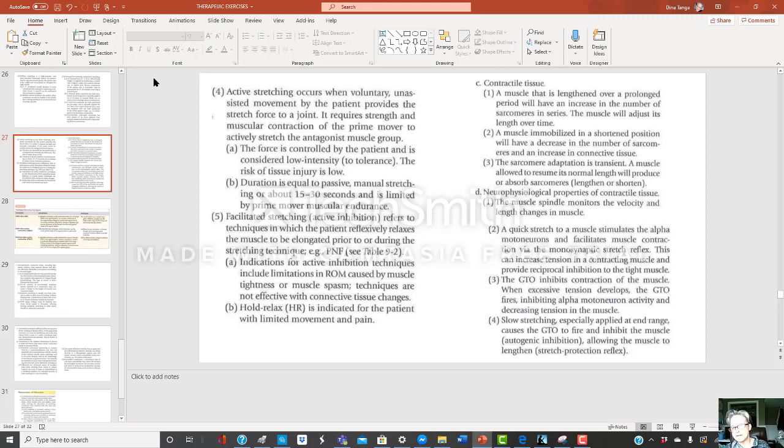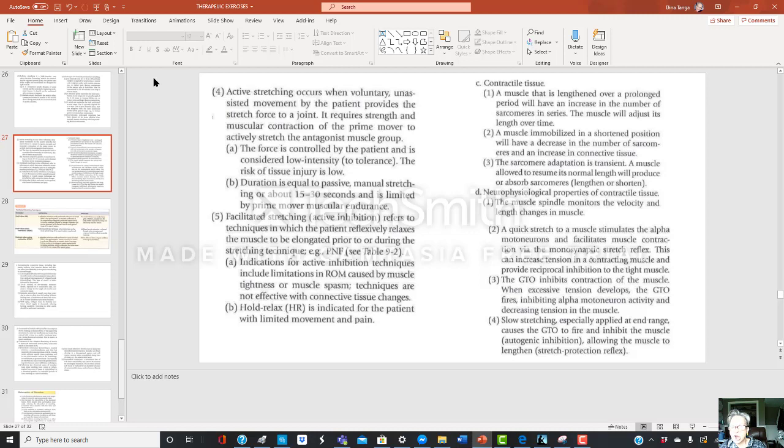Neurophysiological properties of contractile tissue. The muscle spindle monitors the velocity and length changes in muscle. A quick stretch to a muscle stimulates the alpha motor neurons and facilitates muscle contraction via the monosynaptic stretch reflex. This can increase tension in the contracting muscle and provide reciprocal inhibition to the tight muscle.